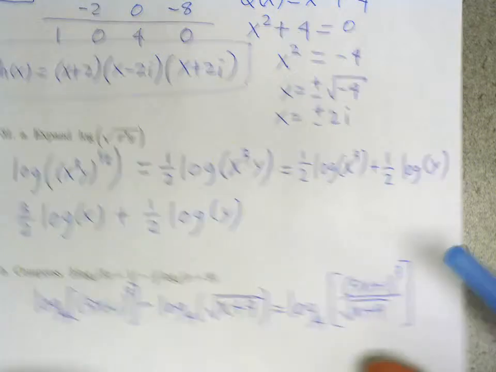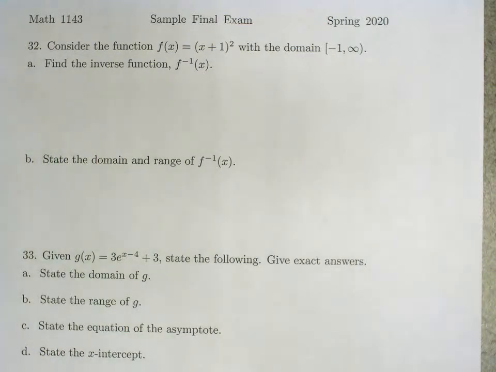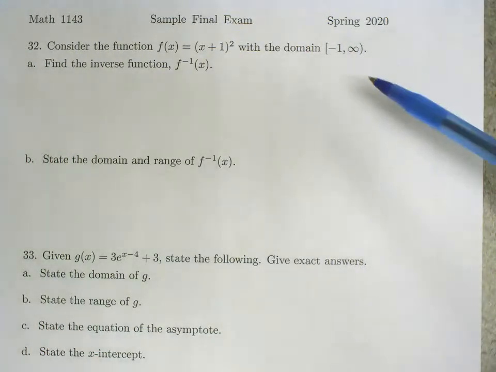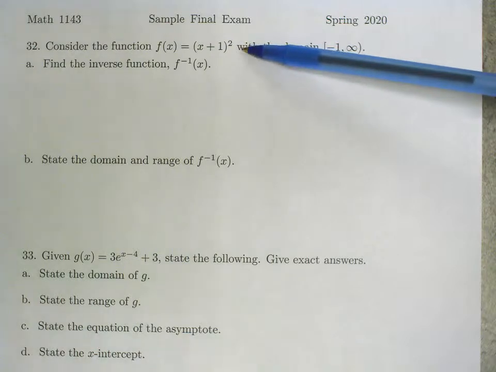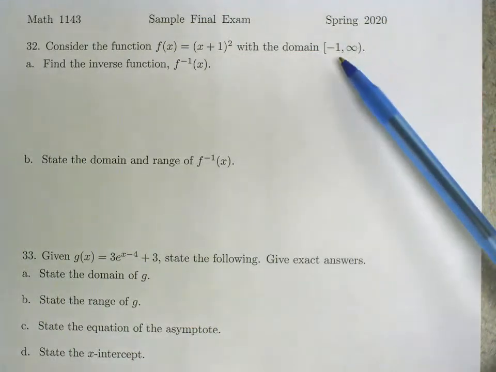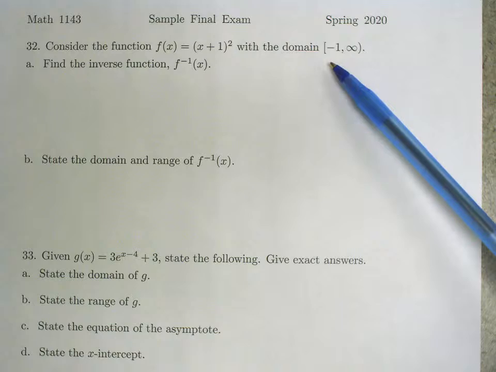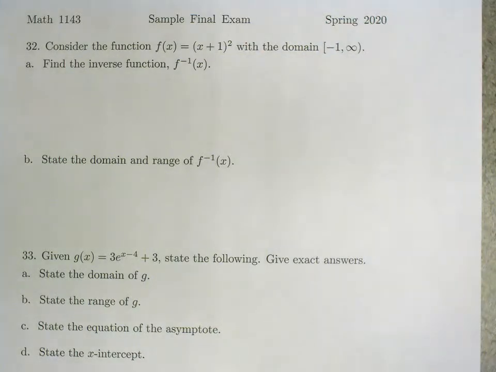Okay, problem 32 is next. Consider the function f of x equals x plus 1 quantity squared with the domain from -1 to positive infinity. So if we didn't have this domain restriction, in other words, if we were just looking at f of x equals x plus 1 quantity squared, then this would not be a one-to-one function, because we know that its graph is a parabola. But with this domain restriction, we're only allowing x values from -1 to infinity. With that domain restriction, this is a one-to-one function, and it has its inverse.